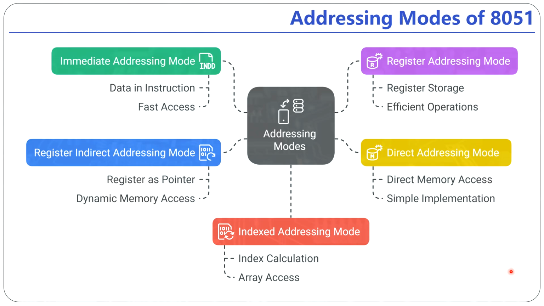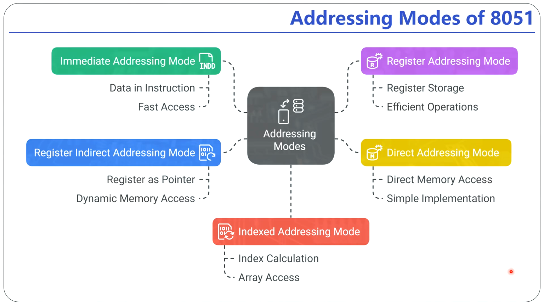Next thing, register indirect addressing mode. In this mode, a register acts as a pointer to a memory location. Instead of giving the address directly, we use a register like R0 or R1. Remember, this allows dynamic memory access, which is useful in loops. For example, MOV A, @R0. Remember, right?